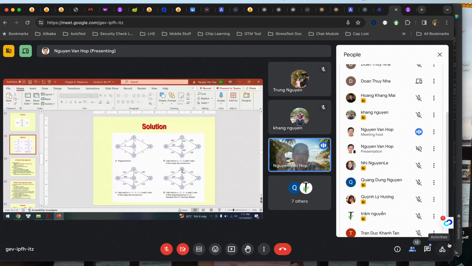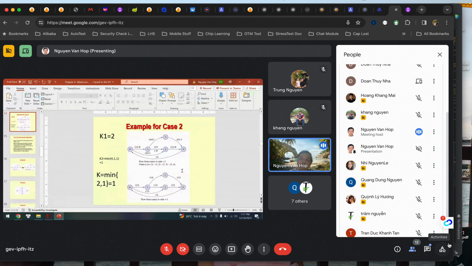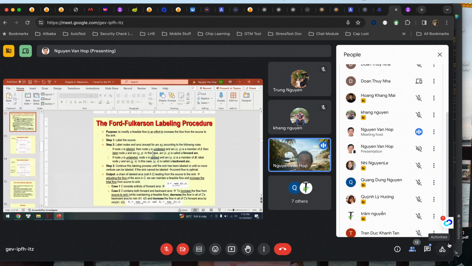Therefore, at the beginning, we normally think it's very complicated, but actually to solve it is not so difficult. Just in this method, the first step, we need to identify the increase arcs and reduce arcs. Then based on that, we can adjust by the K1 and K2 or K.